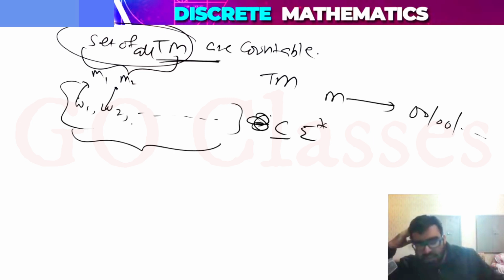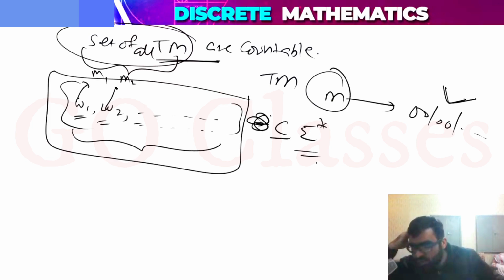Are you getting this point? Every Turing machine can be represented using a binary string. When you say the set of all Turing machines, you are saying the set of all binary encodings which represent Turing machines. Hence, of course, this is also a subset of sigma star. So you can say the set of all Turing machines is also countable.